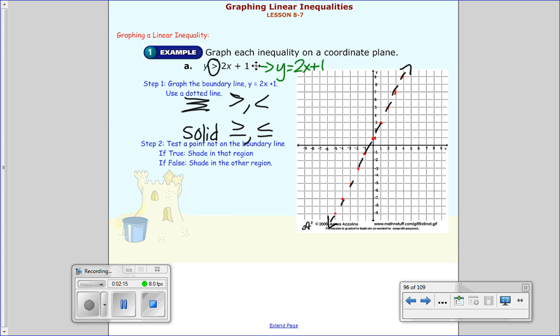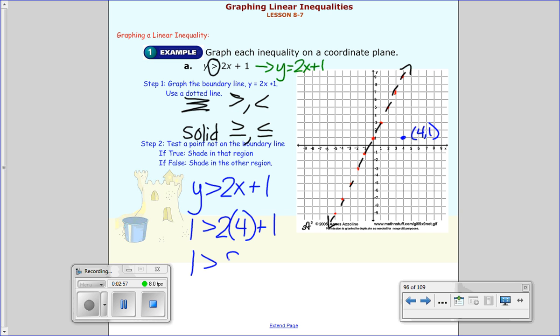Now, we need to see which side. Is it going to be this side over here or this side over here, where all the solutions actually work in the equation? So what you do is pick some point anywhere on the graph to test. Because I like to use positive numbers, I am going to use the point (4, 1). You take that point and test it in this equation, y is greater than 2 times x plus 1. Well, y is 1 and x is 4. So I go ahead and do this.